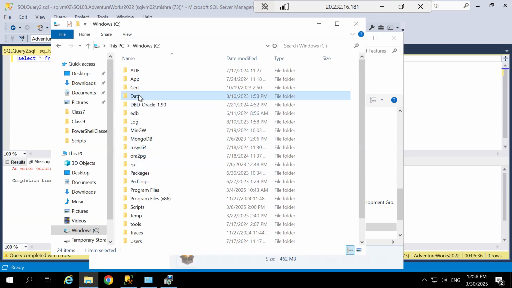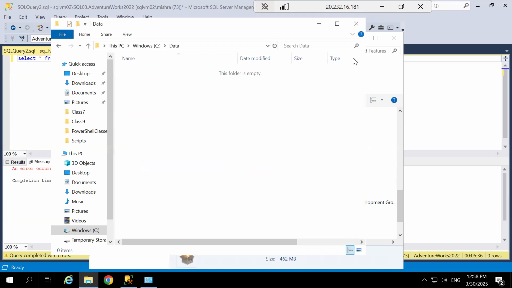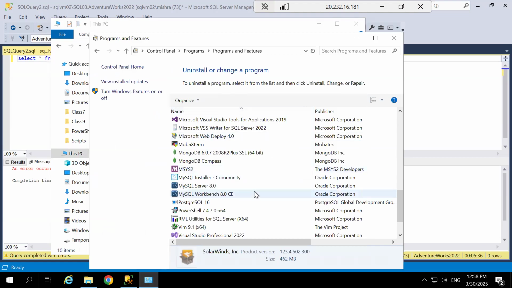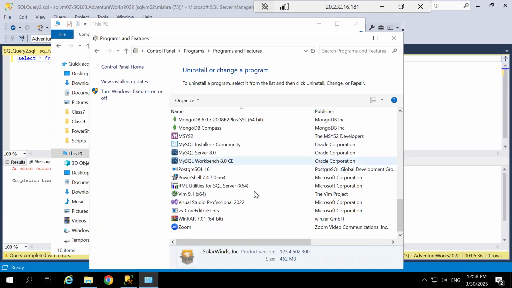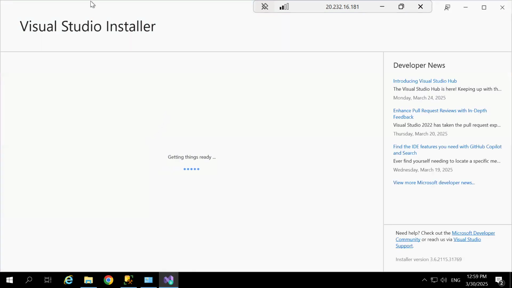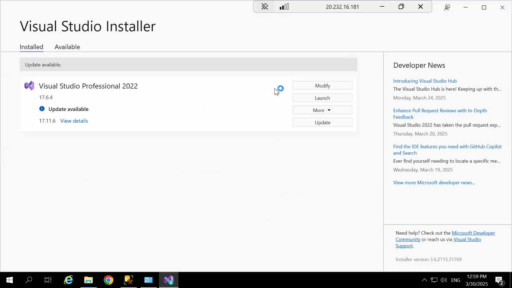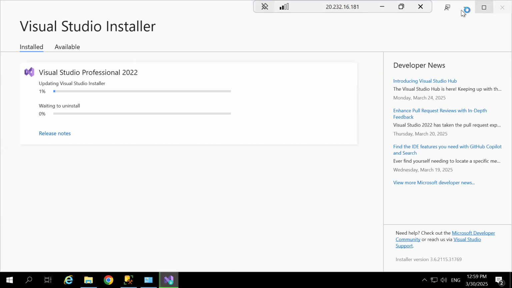Do we have anything in data? No. Still, we don't have much memory. Visual Studio. Let me uninstall it. This takes a lot of space. But it will take a lot of time. Okay, let it go. We will be back then.